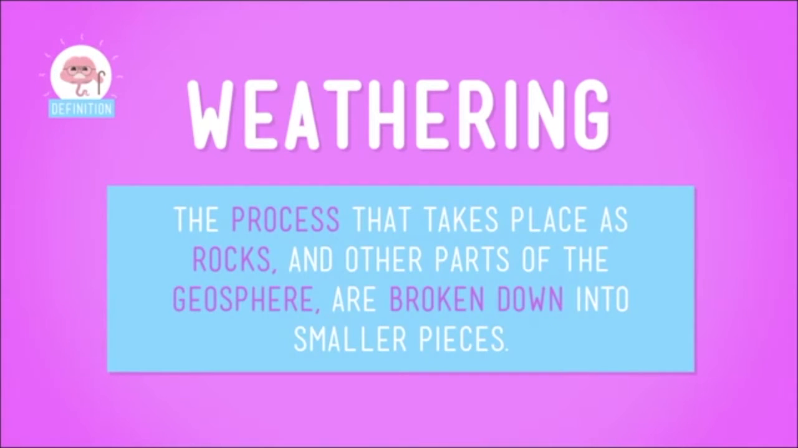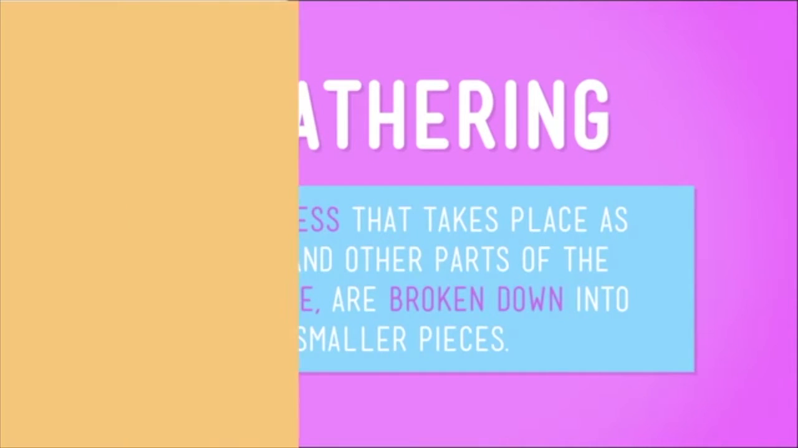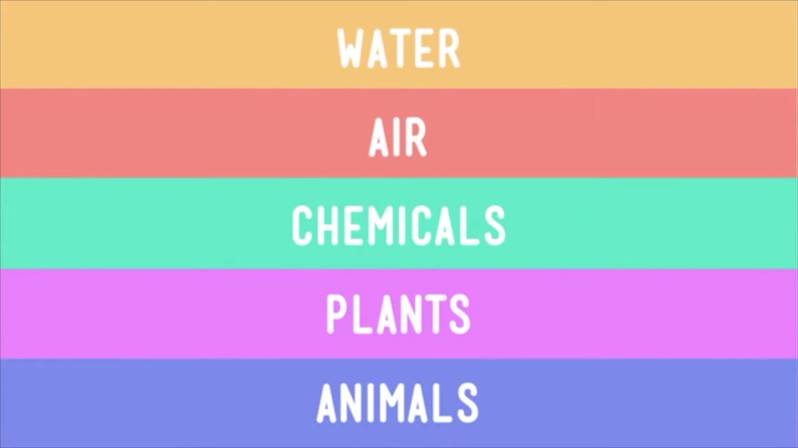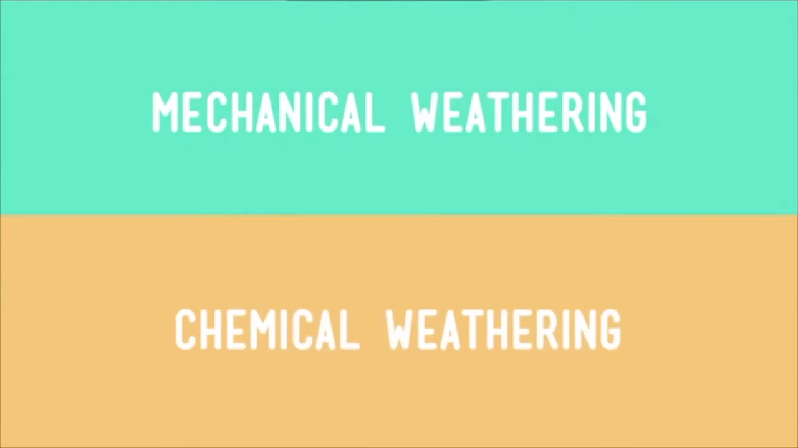I'm not talking about the weather, like if it happens to be sunny or cold or foggy outside your window right now. I'm talking about weathering, the process that takes place as rocks and other parts of the geosphere are broken down into smaller pieces. Weathering can be caused by water, air, chemicals, plants, or even animals, including us. And there are 2 types of weathering you need to know about: mechanical weathering and chemical weathering.